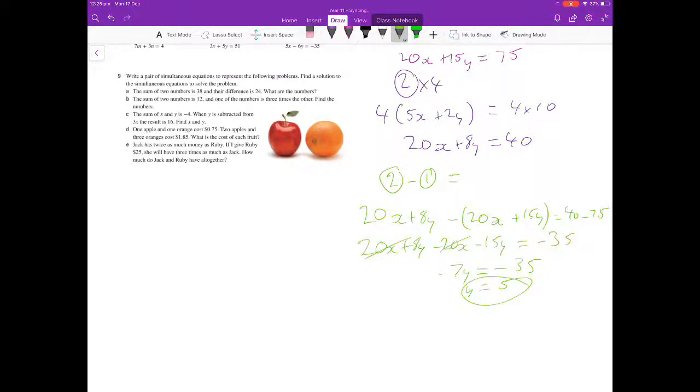Back to that lovely part that we all do love, and we are going to chuck that number back into one of our original equations. 5x plus 2 times 5 equals 10. So 5x plus 10 equals 10. We minus 10 from both sides, we end up with 0, and 5x is 0, so x is 0.